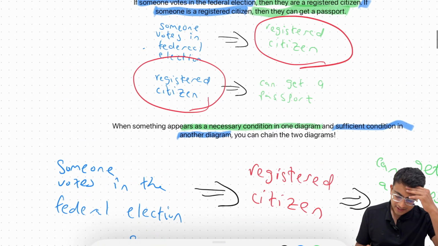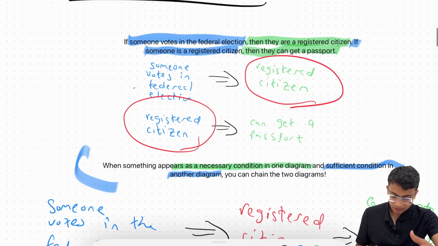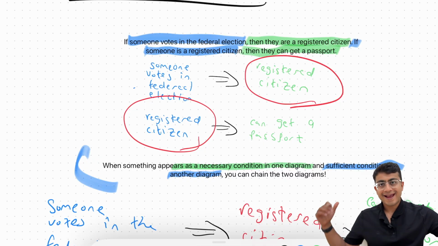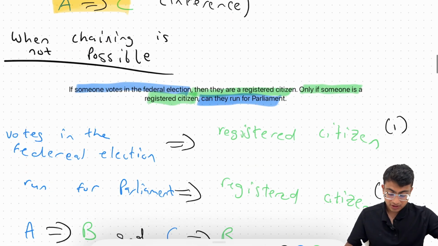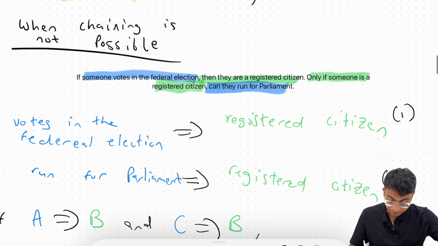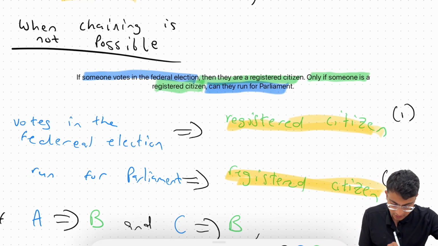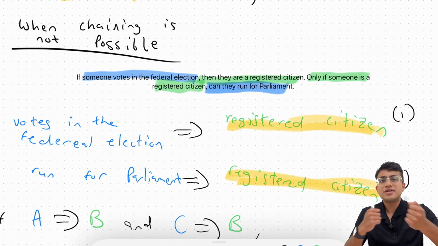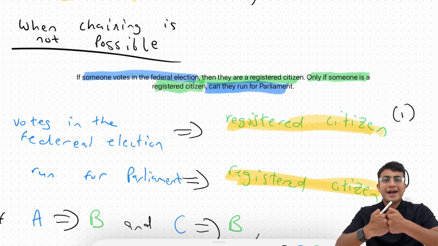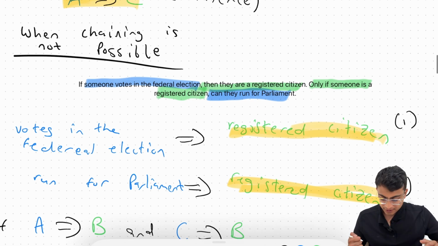Notice how we have not satisfied the rule that we learned right here, that when something appears on the right and something appears on the left, you can chain them. In this example, the link between the two diagrams, being a registered citizen, is on the right in both. So there is no way for us to actually combine the two diagrams.